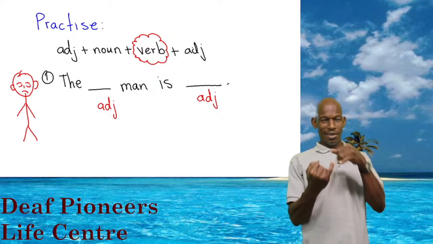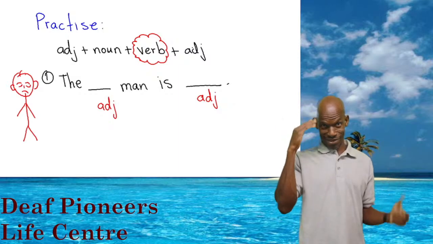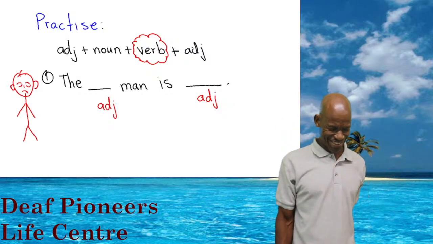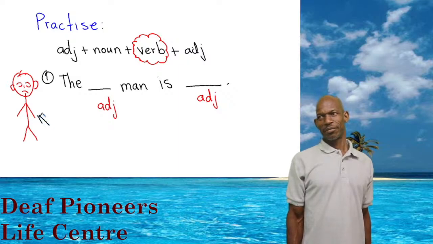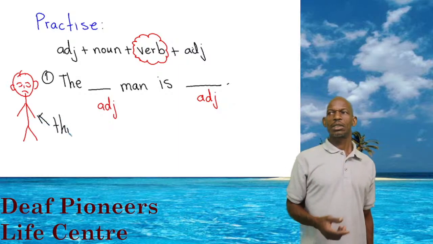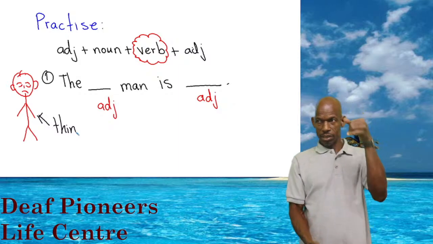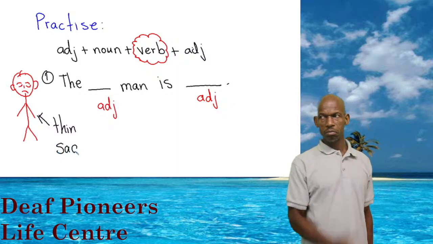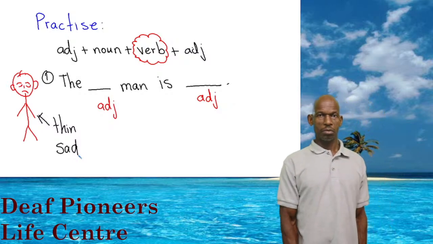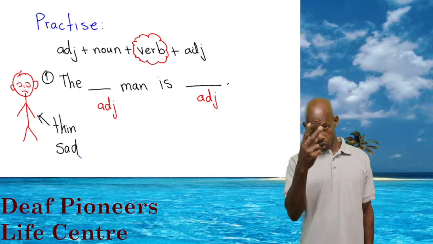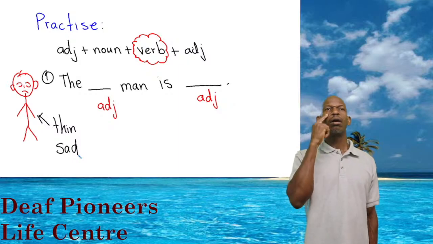Forget about the big head and whatever. We're talking about the head. So I can say the adjectives I could get from this man, I could get thin, and I could get sad because I show that he is sad. So I'm looking at the picture and I'm taking out from that picture adjectives.